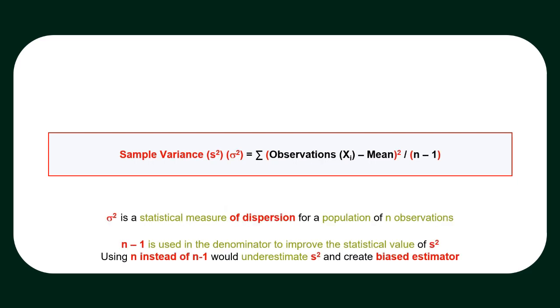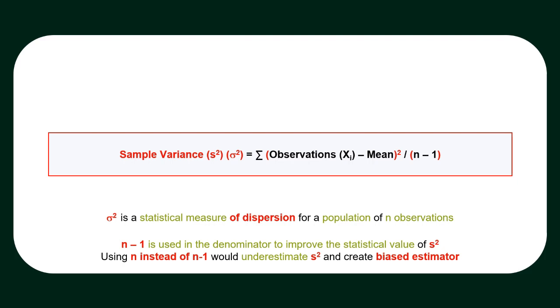Another method to calculate variance of each observation from the mean is to calculate square of deviation of each observation from the mean. Add all square of deviation of each observation and then divide the summation by n-1, where n is a number of observations. This is called sample variance and represented by S square or sigma square. Sample variance is a statistical measure of dispersion for a population of n observations.